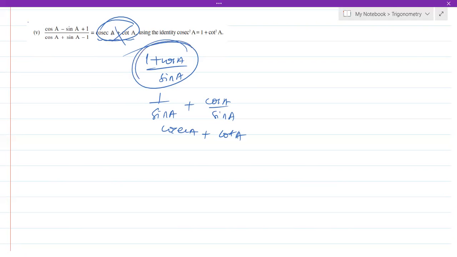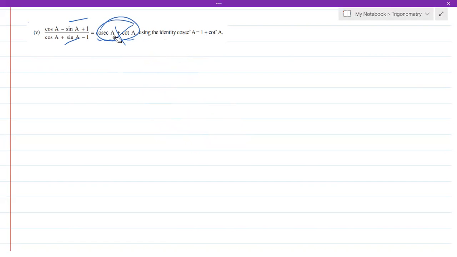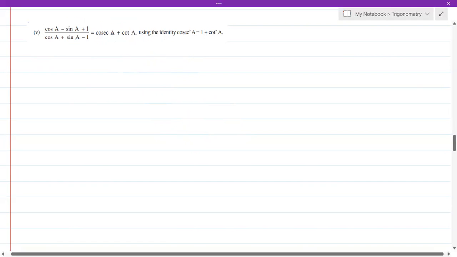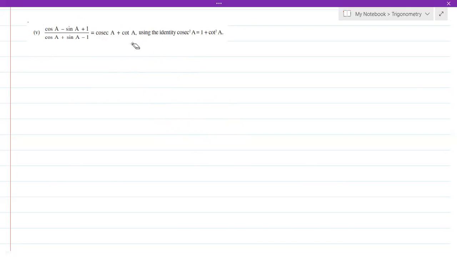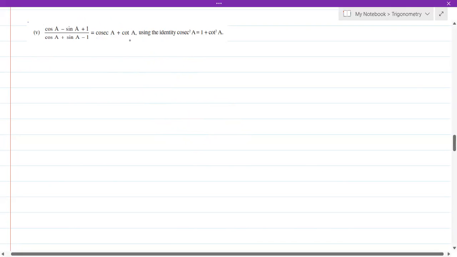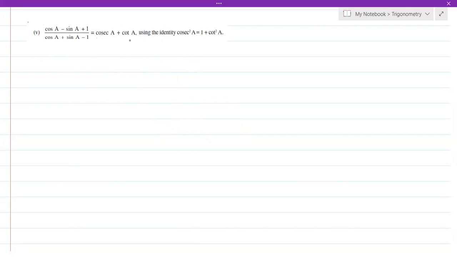See, if they give it like this, then it's a bit confusing, right? You just simplify the RHS, you get cosecant A plus cot A, which means the numerator and the denominator should be converted in terms of cosecant A and cot A. So it's a very simple logic. Depending on the question, here the RHS is cosecant A and cot A. Therefore, the numerator and the denominator will be converted in terms of cosecant and cot.